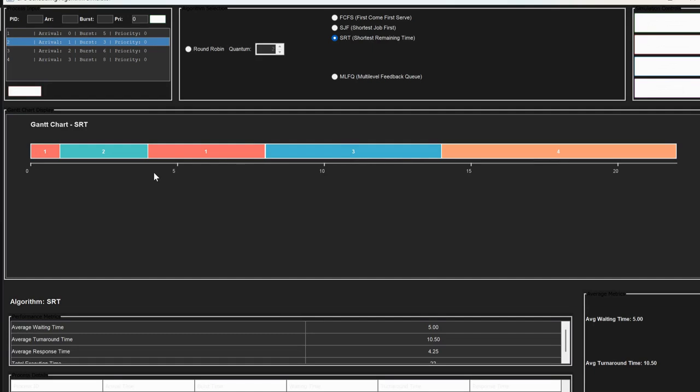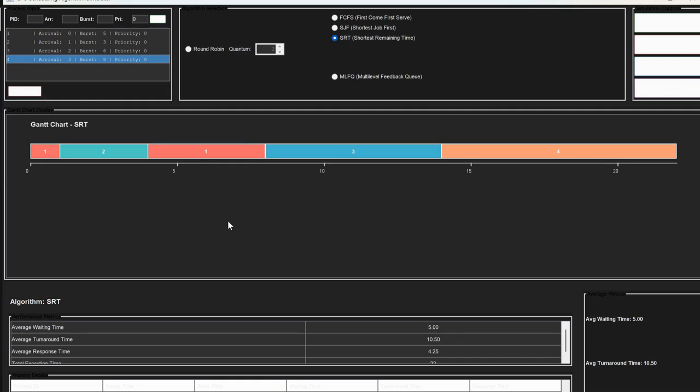As you know, P1 equals 4, P3 is 6, P4 is 8. So the shortest remaining one is 4, so it runs P1, and then it continues with P3, and then P4. The Gantt chart shows how the CPU switches between processes, unlike FCFS, and you can see the interruptions where a shorter job replaced the current one.